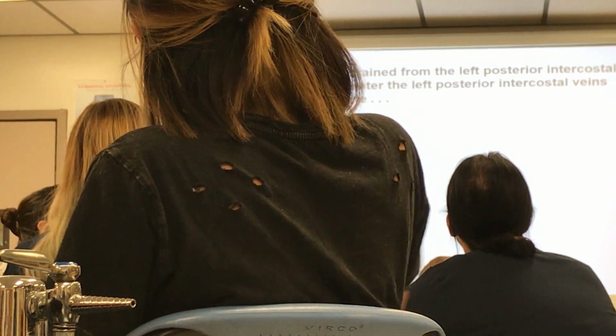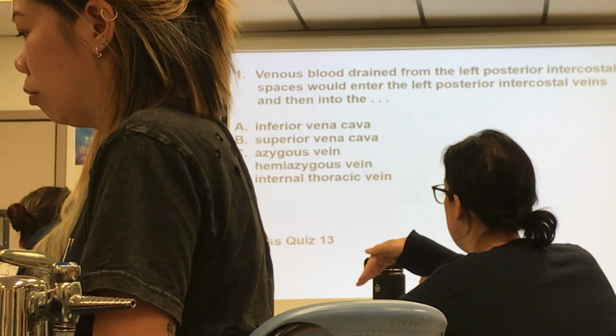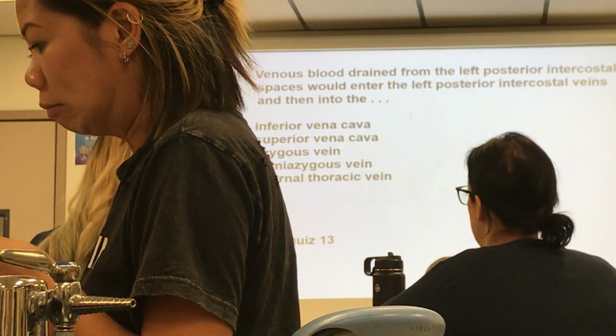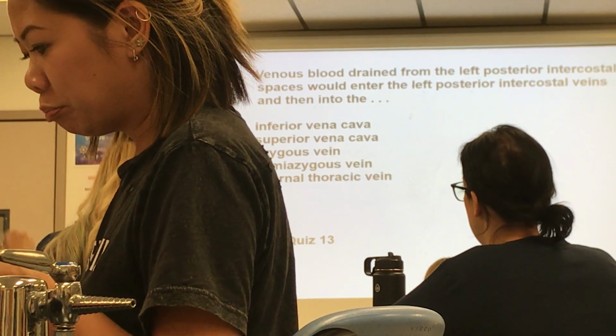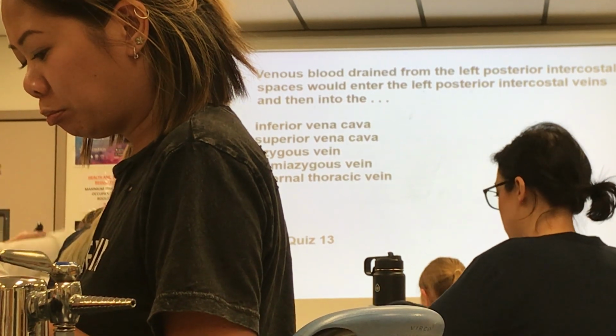Venous blood drains from the left posterior intercostal spaces into the left posterior intercostal veins and then into what vessel then? So from the posterior intercostal veins, what are they going to drain into directly? Obviously, they're going to end up in the heart.